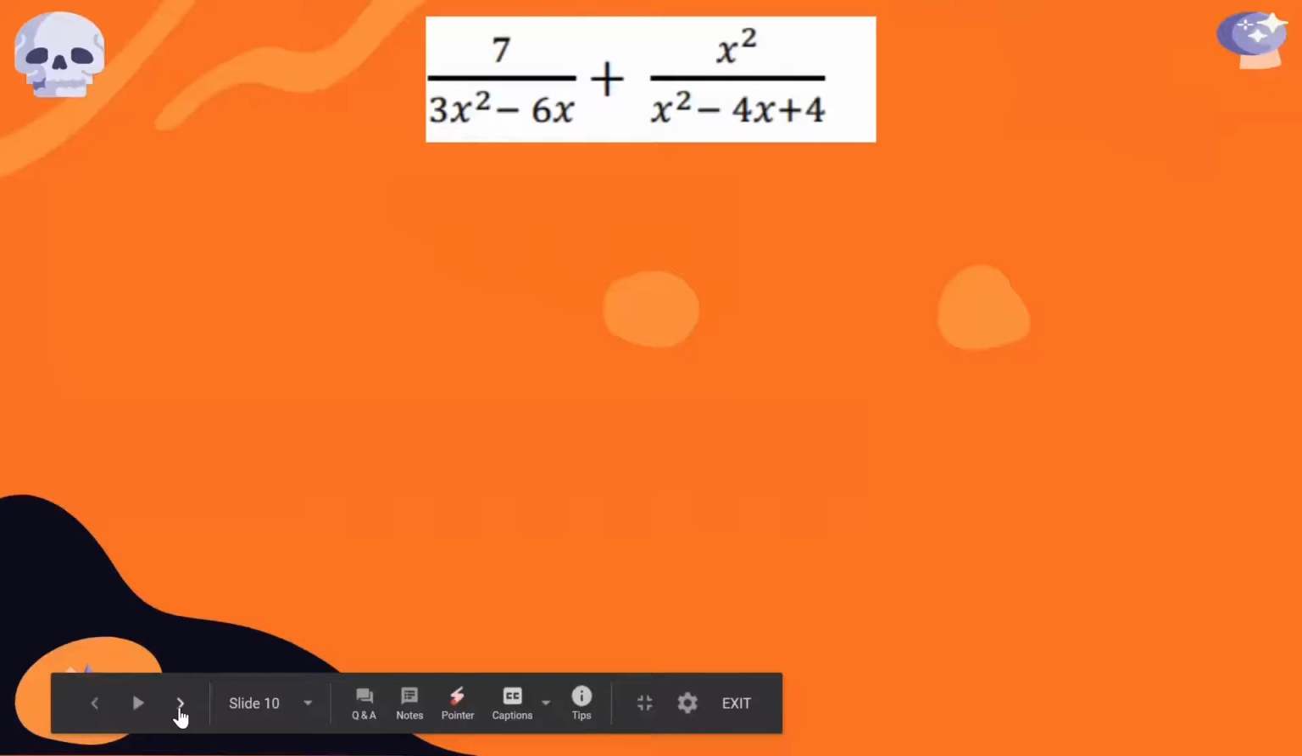Whew. So this is the problem. Okay, so let's factor the denominator. How do you factor this? So you take 3x, yes, and then x minus 2?